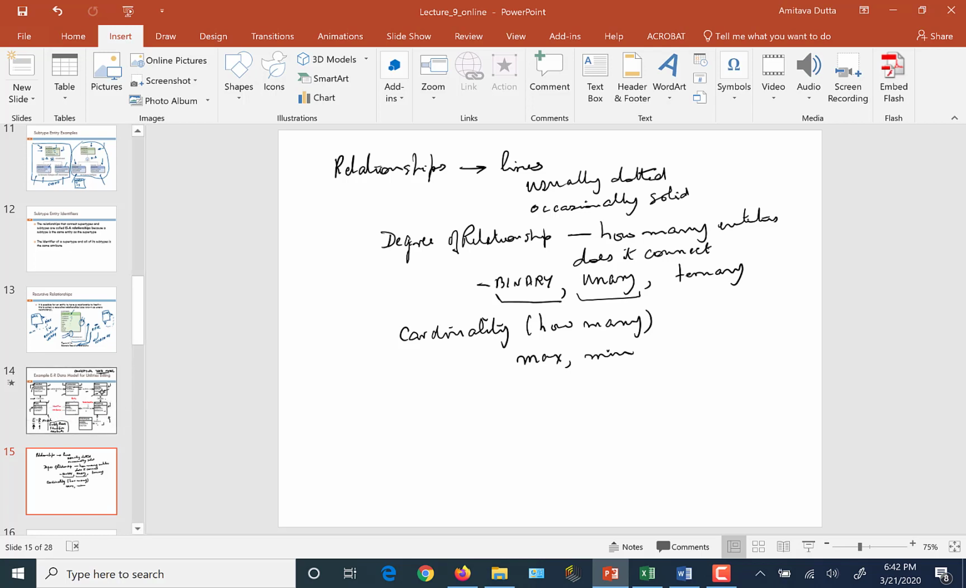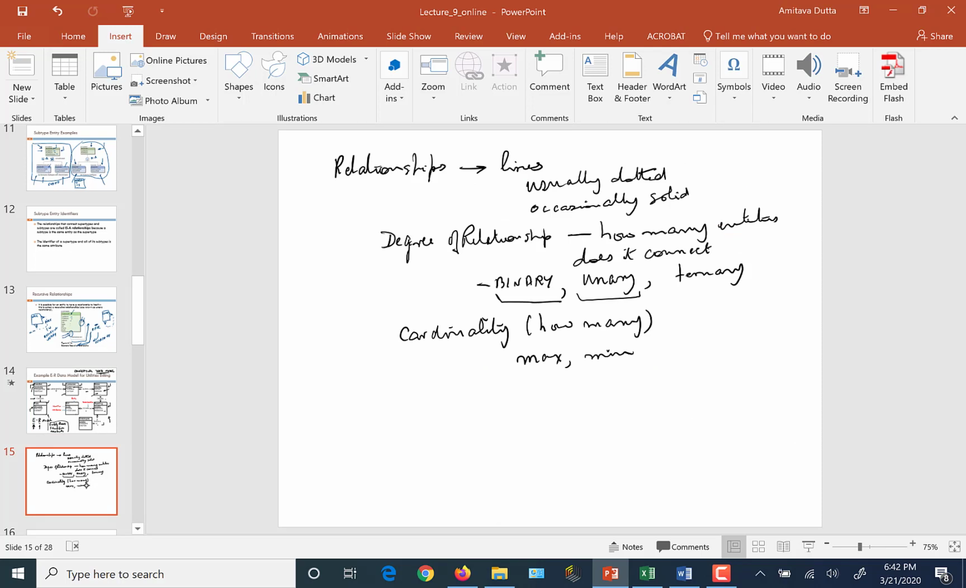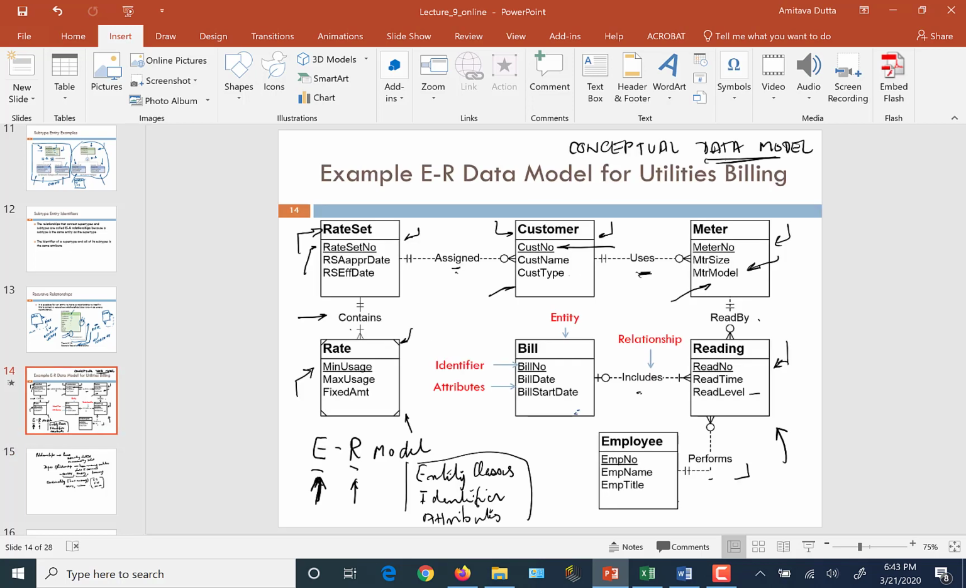So let's go back and see how these are represented. There are three different types of cardinalities that you could get in a binary relationship: one-to-one, one-to-many, and many-to-many. These are the maximum cardinalities that you could have. Let's see what that means and how it is physically represented.